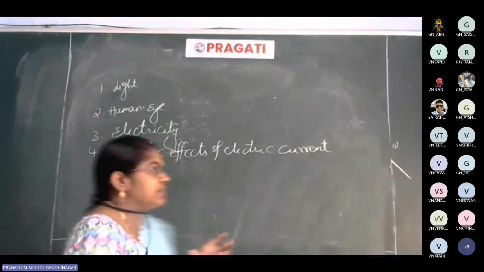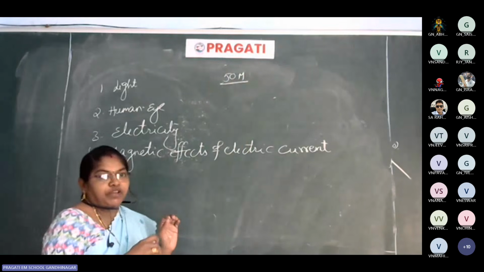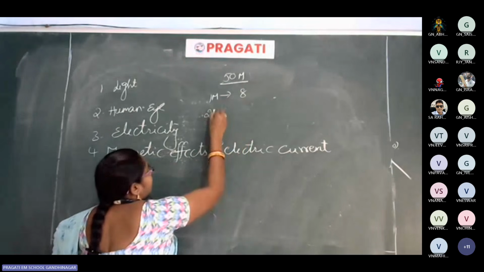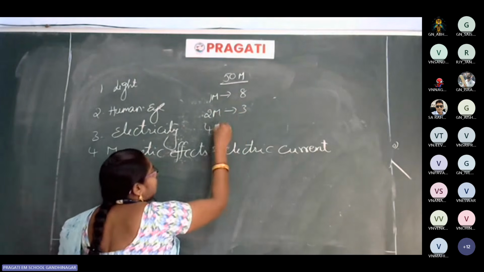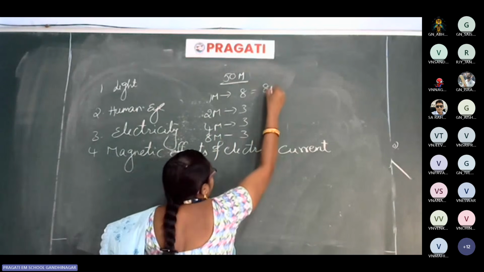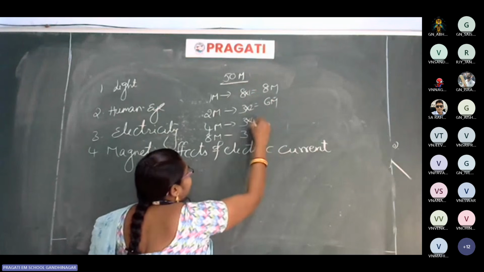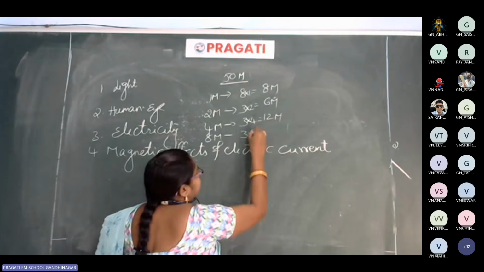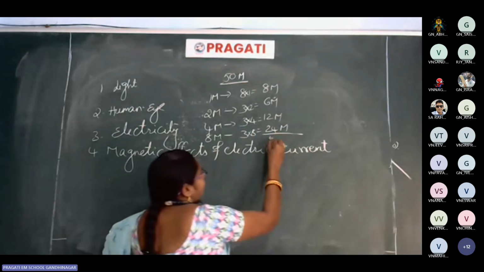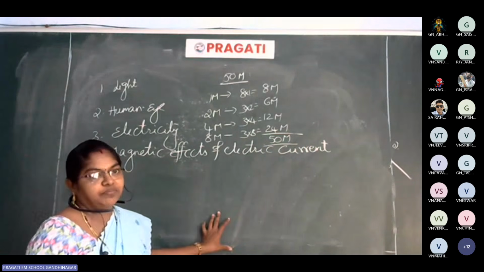The physical science examination is for 50 marks. In that 50 marks, there are 8 one-mark questions, 3 two-mark questions, 3 four-mark questions and 3 eight-mark questions. Here 8 ones are 8 marks. Here 3 twos are 6 marks. And here 3 fours are 12 marks. And here 3 eights are 24 marks. So totally we are going to answer 50 marks for the physical science exam.